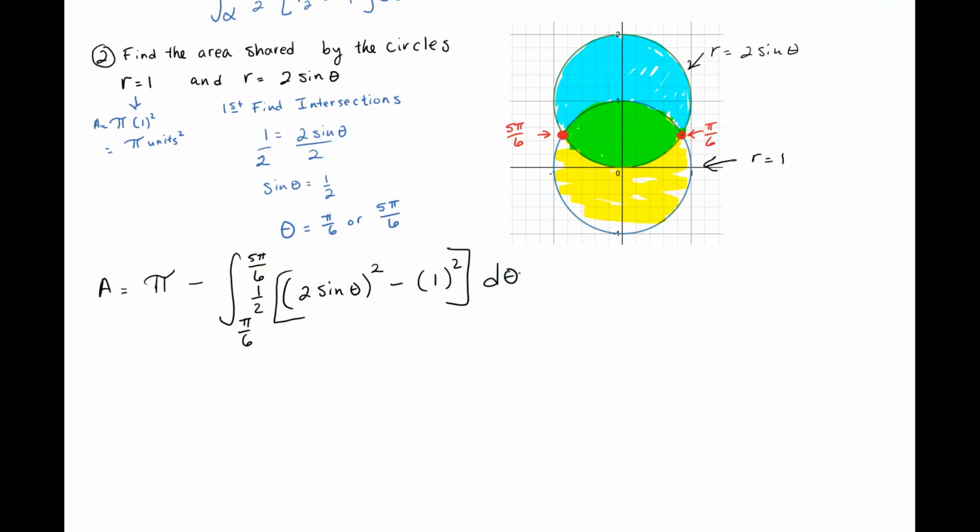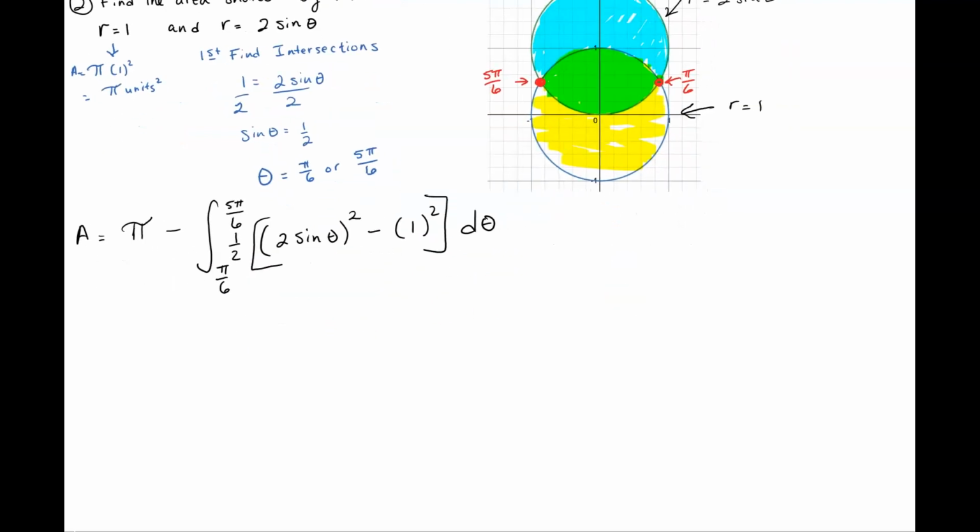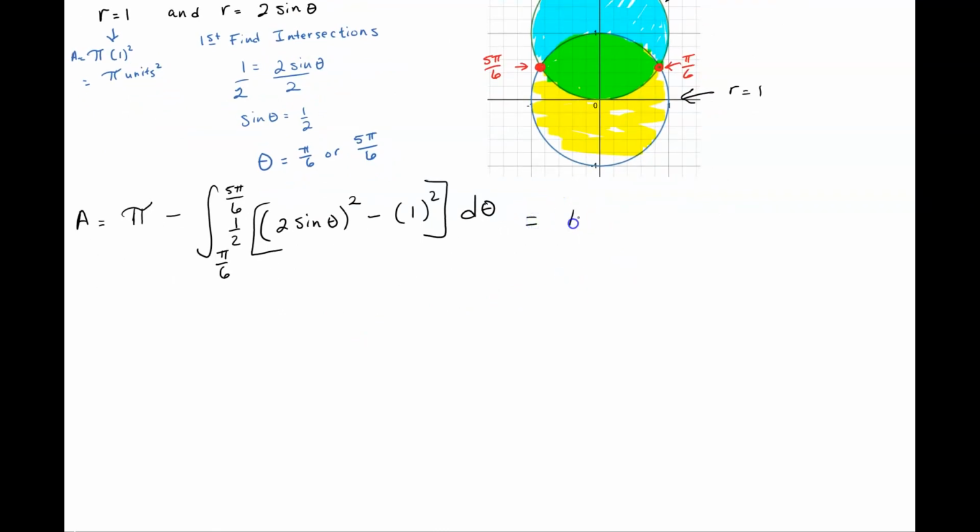All right, so let's see what this works out to be when we clean this up a little bit. We're going to end up with pi minus the integral from pi over 6 to 5 pi over 6 of 4 sine squared theta minus 1 d theta. Now that we've got this, we're going to want to find an identity for sine squared. So hopefully you remember an identity for sine squared of theta.